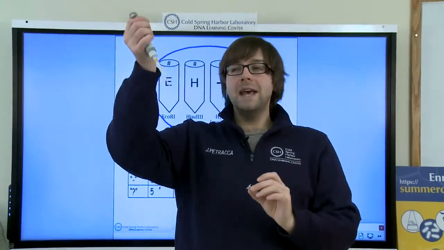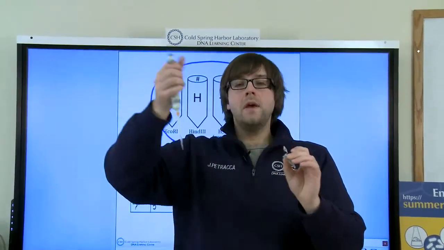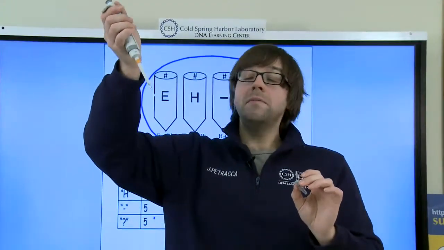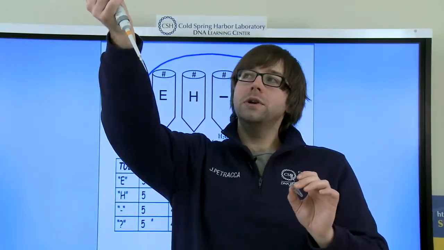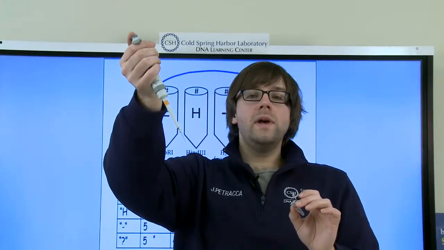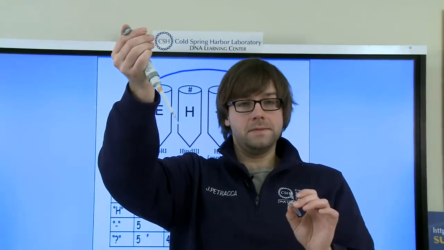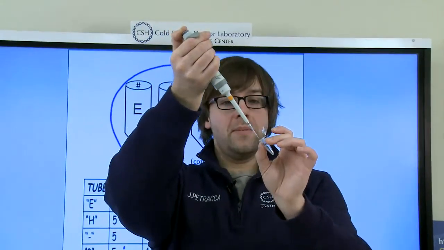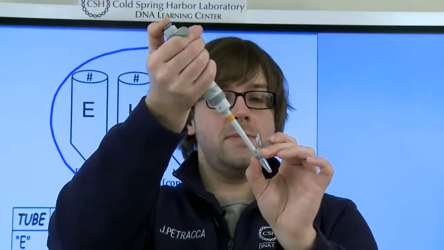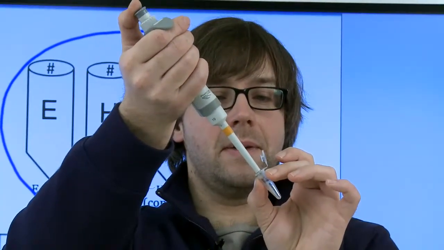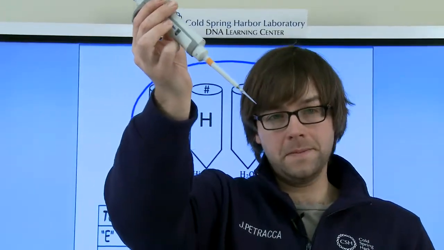All right, so to measure my buffer, I'm going to push my thumb on this little button up here to the first stop. That's going to push out 5 microliters of air. Then I'm going to take the pipette tip into the liquid at the bottom of the tube, and very slowly release my thumb. That's going to take up 5 microliters of buffer. I don't know if you can see it in the little tip of the pipette here, but there is 5 microliters in the tip.